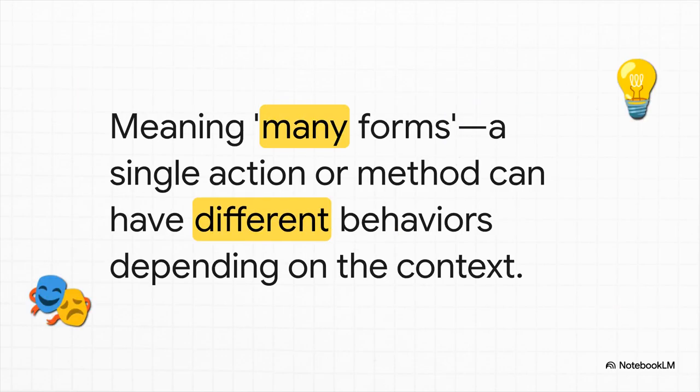And the third pillar is polymorphism. I know, it sounds super complex, but the name just means many forms. The idea is actually simple. Imagine one single light switch on the wall. That one switch could turn on a lamp, or a ceiling fan, or maybe the outdoor lights, all depending on how it's wired. That's polymorphism in a nutshell. One single command can have many different outcomes.